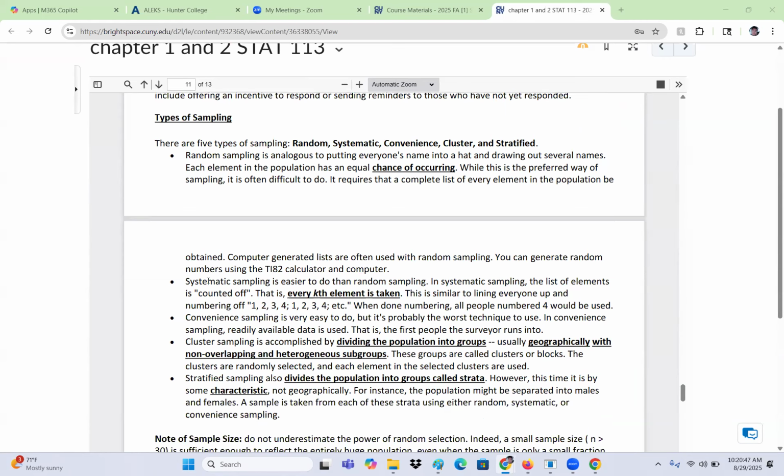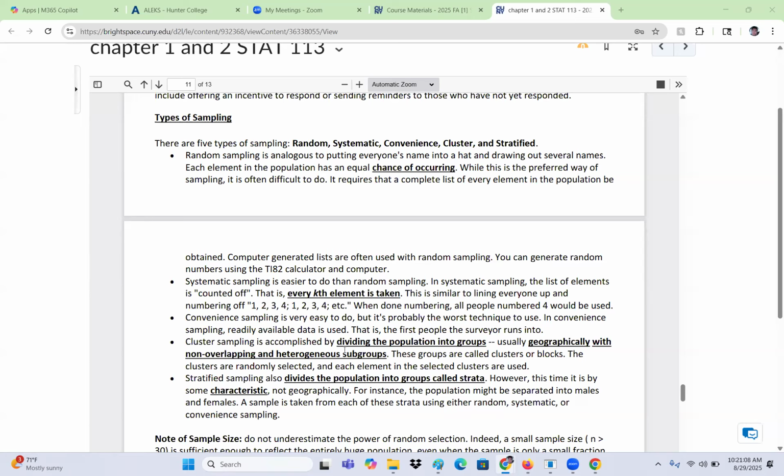Another one we call systematic sampling, which is kind of easier. You just simply name every kth element. Convenience sampling, on the other hand, is the easiest way to do it. You just pick by your own convenience. Let's say I want to pick that person, just pick them.